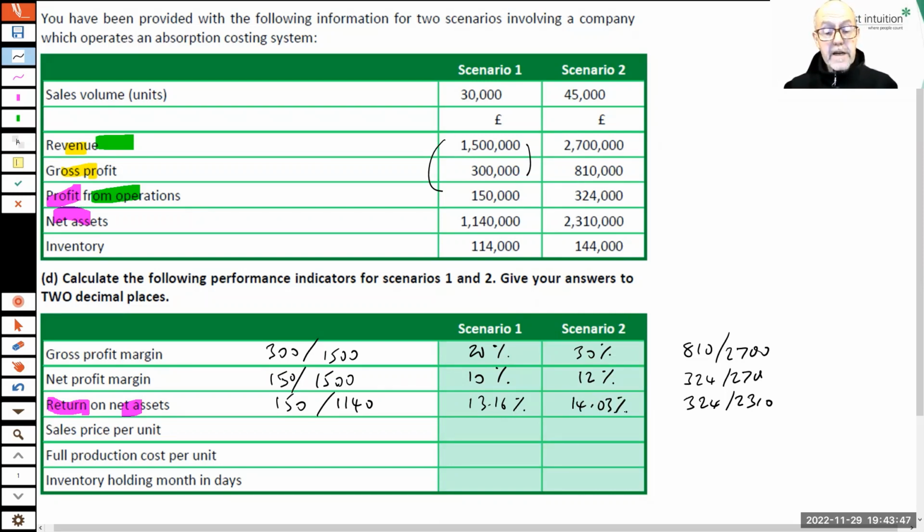Selling price per unit, 1,500 over 30. So it's got to be £50, isn't it? Yeah, of course it is. £50 against 2,700 over 45. £60.